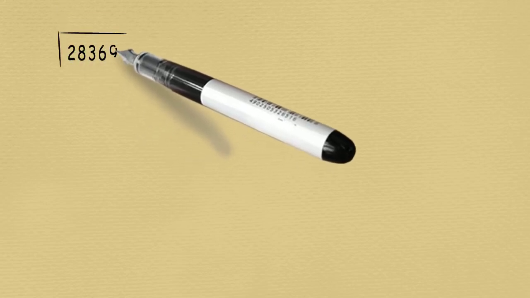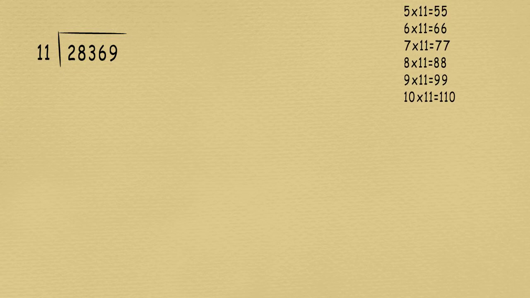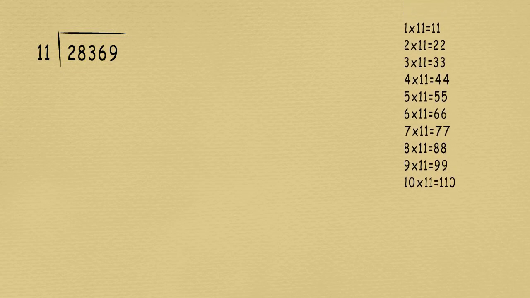Okay, we're going to divide the number 28369 by 11. The first thing that I'm going to do is produce the multiplication table of 11. And here it is.